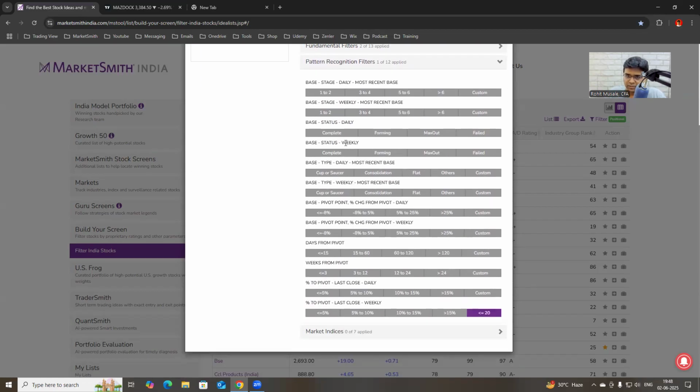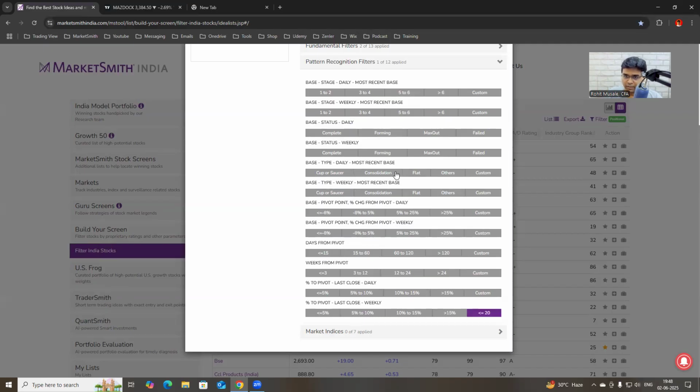For example, base status weekly, complete forming max out. What is the meaning of max out? I have no idea. Okay, if you know, please tell me. Some of my students are way smarter than me. So if you are smarter than me, please enlighten me. Okay, please explain to me what this is all about. Maybe we can use this in our future videos or we can modify our system. Maybe there is some value in this, but I have not explored.